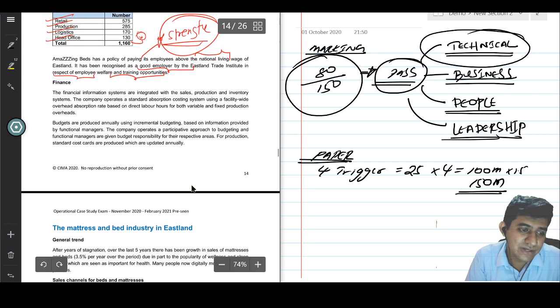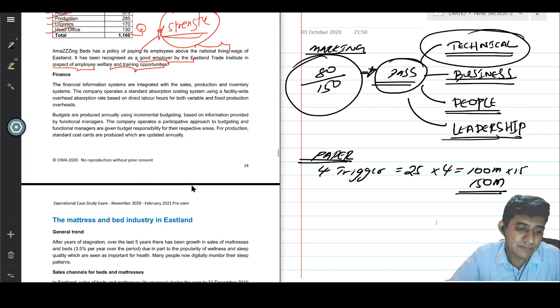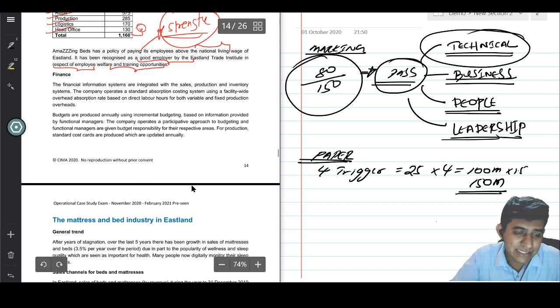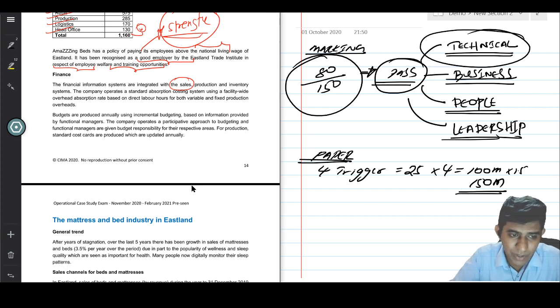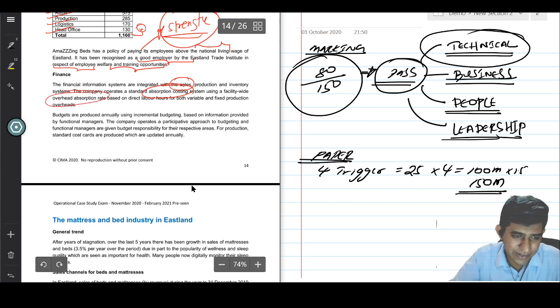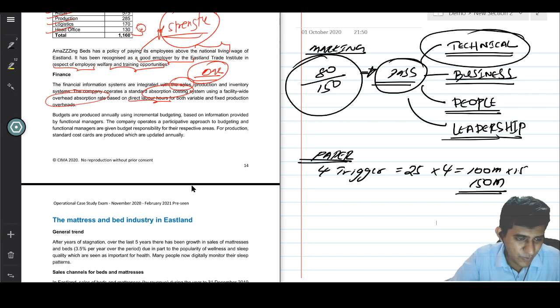And then students, the financial information, they are specifically stating: the financial information systems are integrated within the sales, production, and inventory systems. The company operates a standard absorption costing system using a facility-wide overhead absorption rate. Okay, so they use something called OAR, based on direct labor hours, for both variable and fixed production overhead.